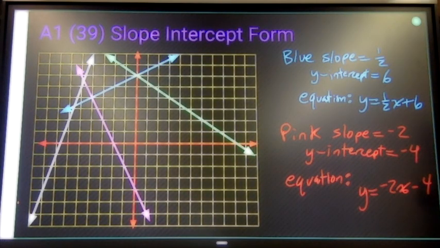Notice, instead of writing plus -4, I wrote -4. Remember, they're the same thing for that pink equation.